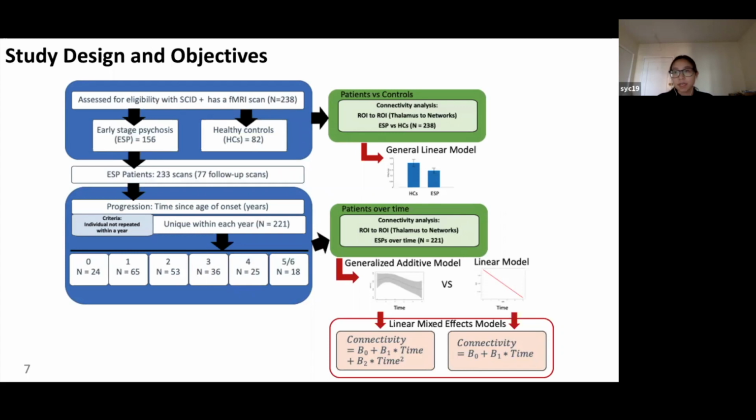So this is the design of the study. So 156 patients in the early stage of psychosis were recruited along with healthy controls. And out of these patients, we collected 233 scans. So about 77 scans were follow-up scans. These 233 scans were then divided into time points based on time since age of onset in years. So this means that at time point 0, participant scan data was collected the same year as their onset of psychosis. And at time point 2, for example, participant scan data were collected 2 years after the onset of psychosis.